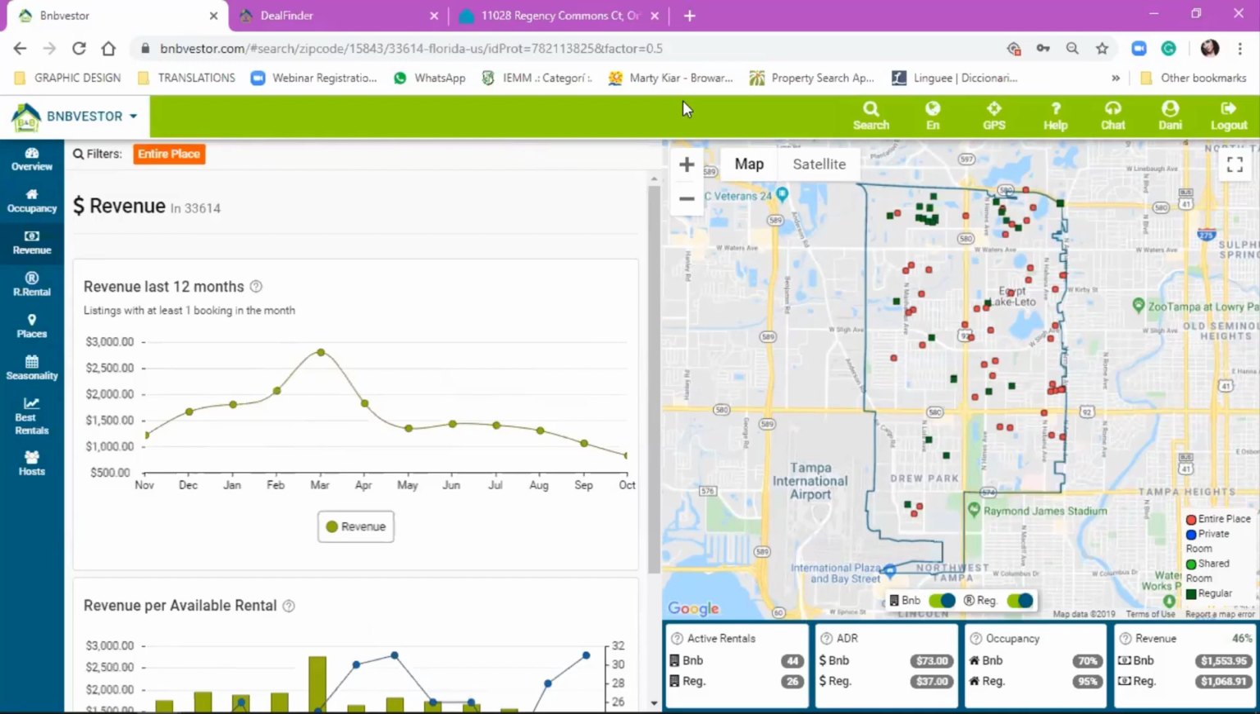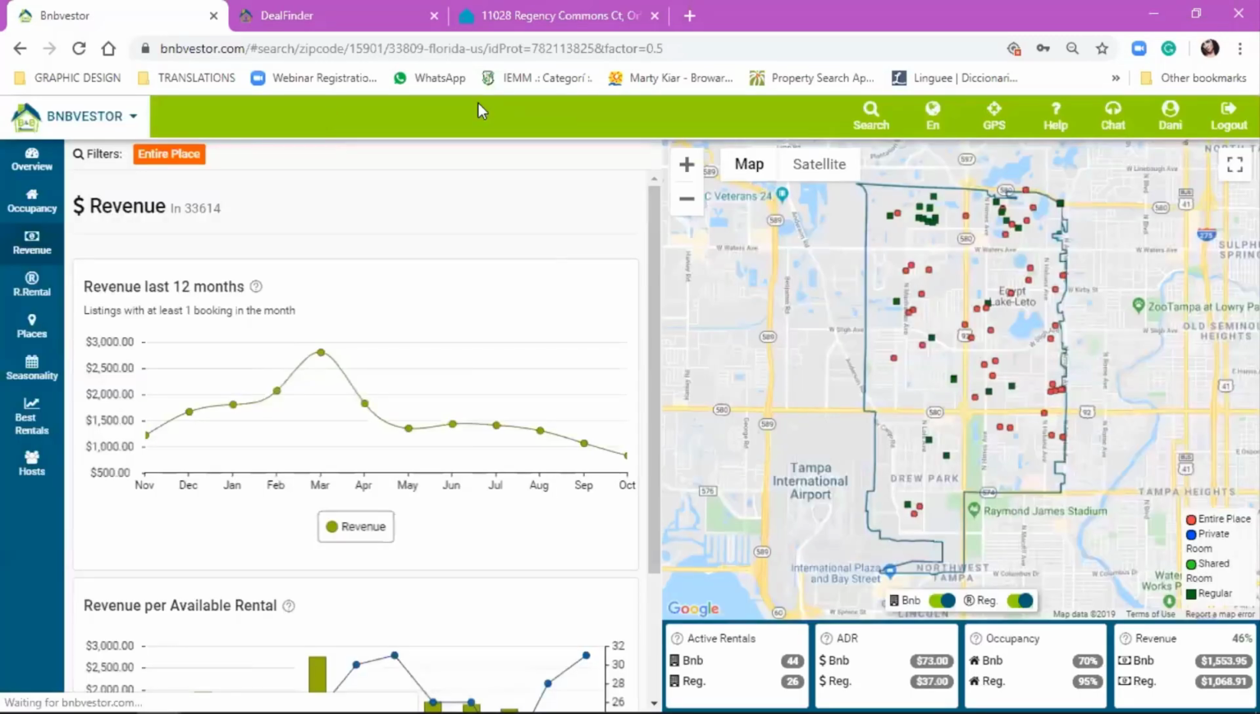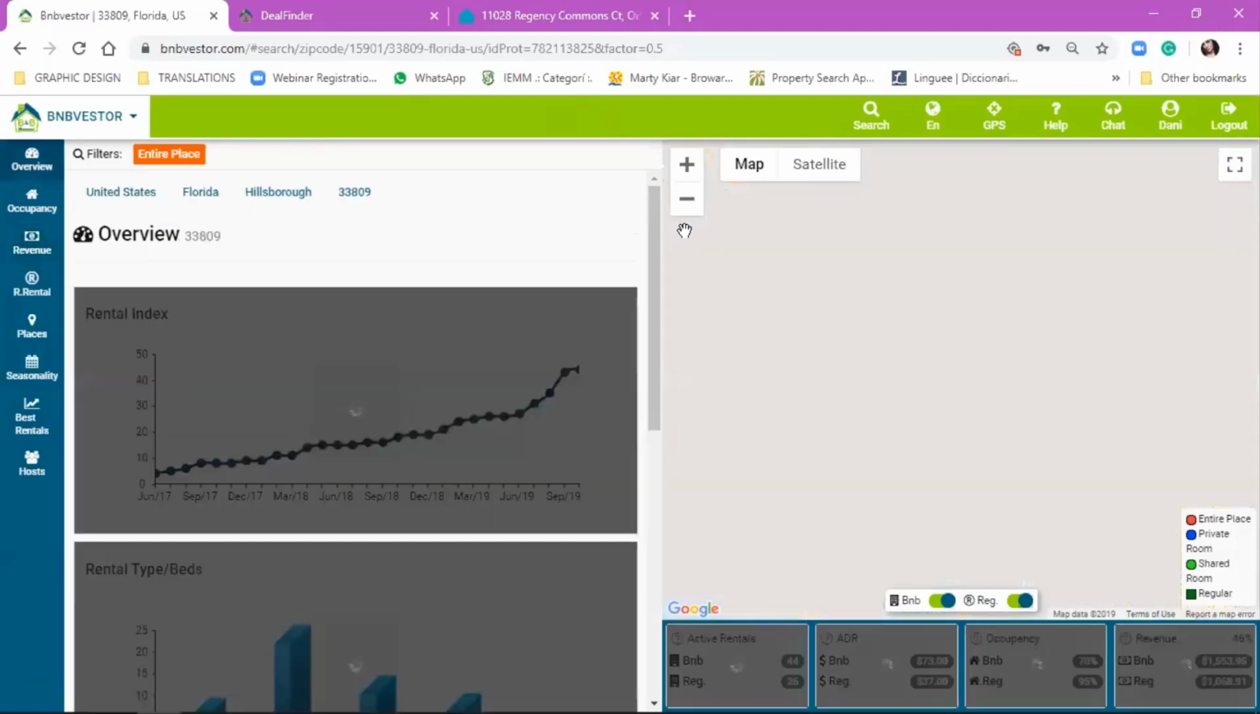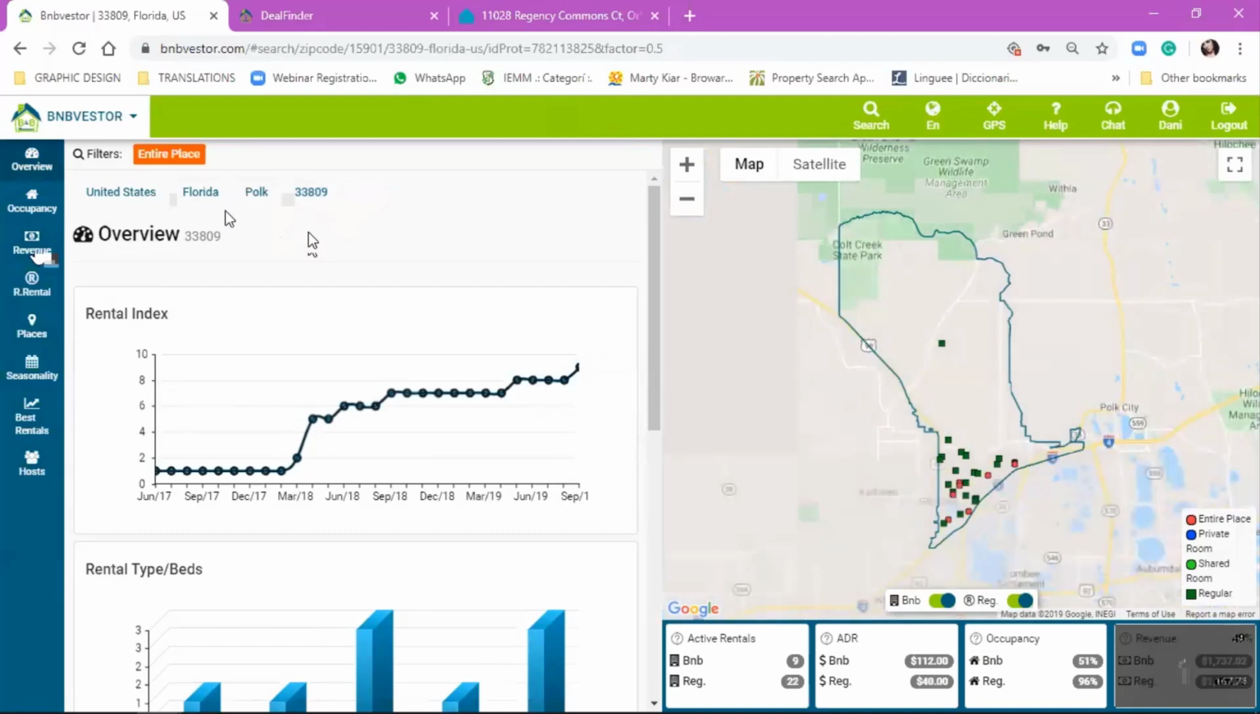Let's go ahead and take a look at the other zip codes that we have over here. So I have 33809. Let's see. Lakeland. But is it in Hillsborough? Oh, I'm sorry, it's in Polk. I gotta get my cities straight, guys.